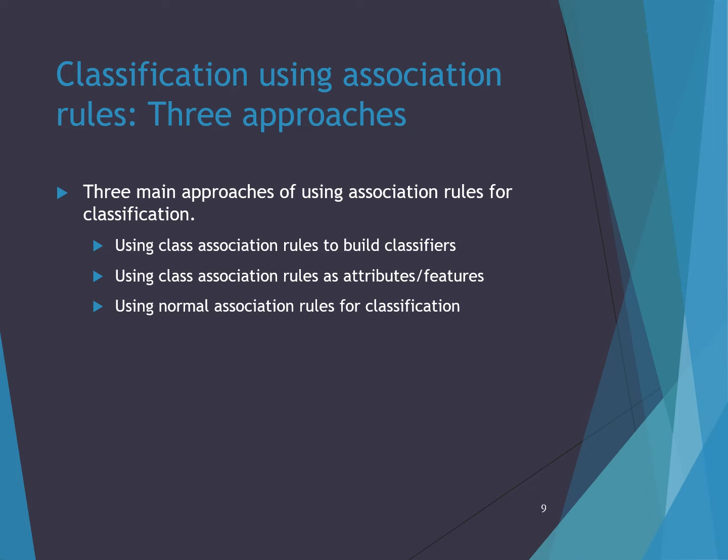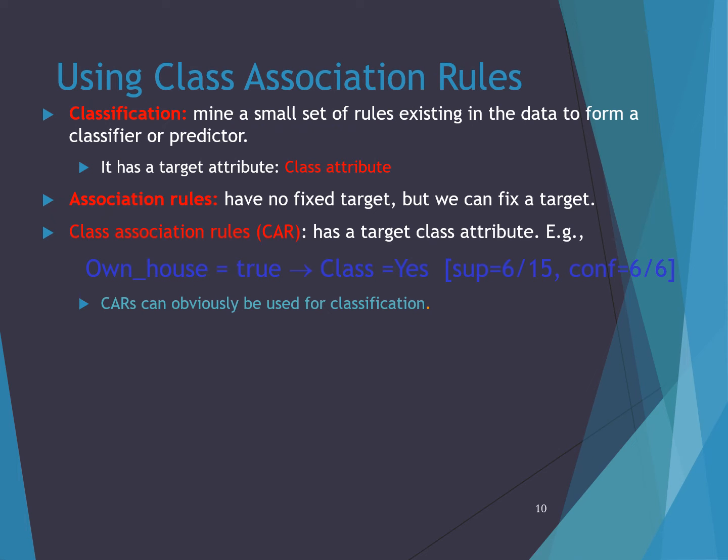Classification using association rules has three main approaches: using association rules to build classifiers, using class association rules as attributes or features, and using normal association rules for classification. The first approach, using class association rules for classification, is mining a small set of rules existing in the data to form a classifier or predictor. It has a target attribute as the class attribute.